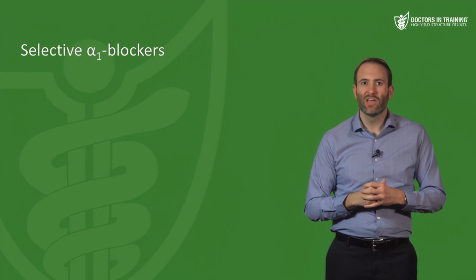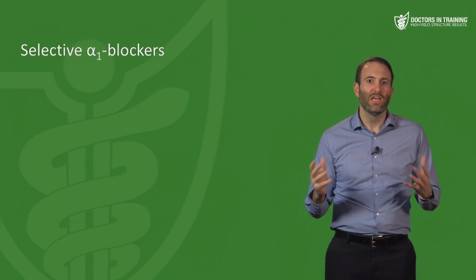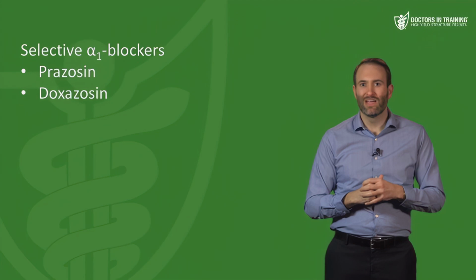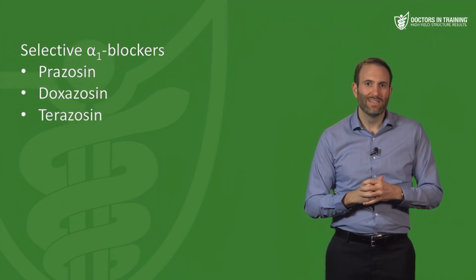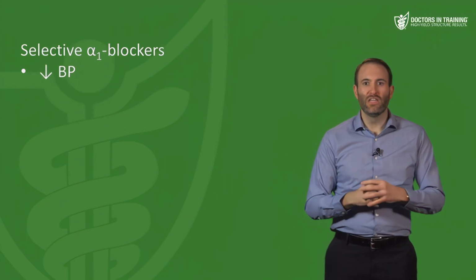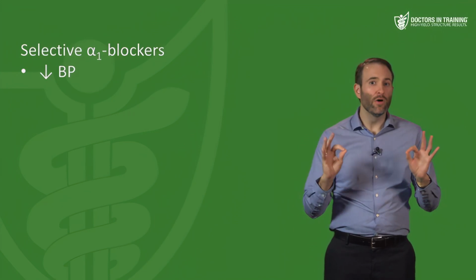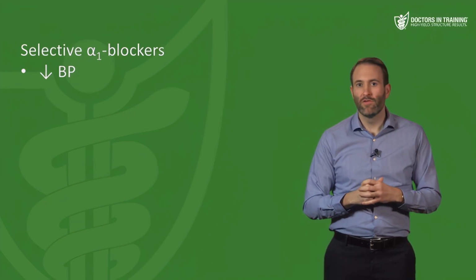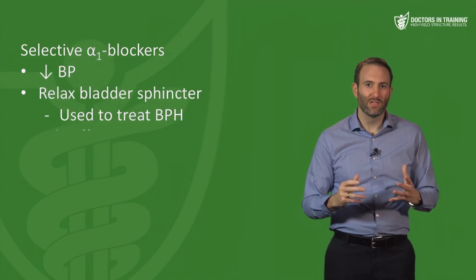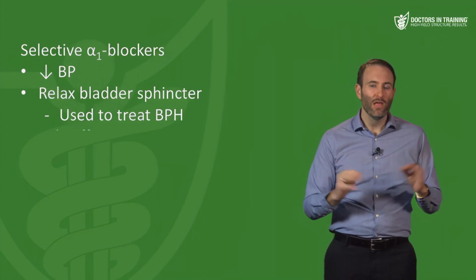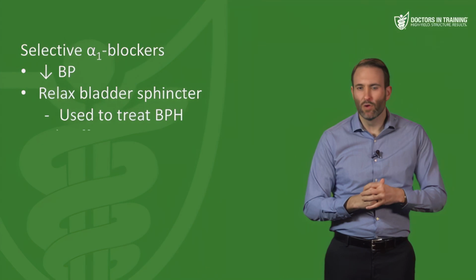Now, the more commonly used medications are the selective blockers, and they include things like prazosin, doxazosin, and terazosin. Since they block alpha 1, they tend to decrease blood pressure. Clinically, though, they're probably used more often for their effect on that bladder sphincter relaxation. Specifically, they're used in men with benign prostatic hyperplasia, or BPH.